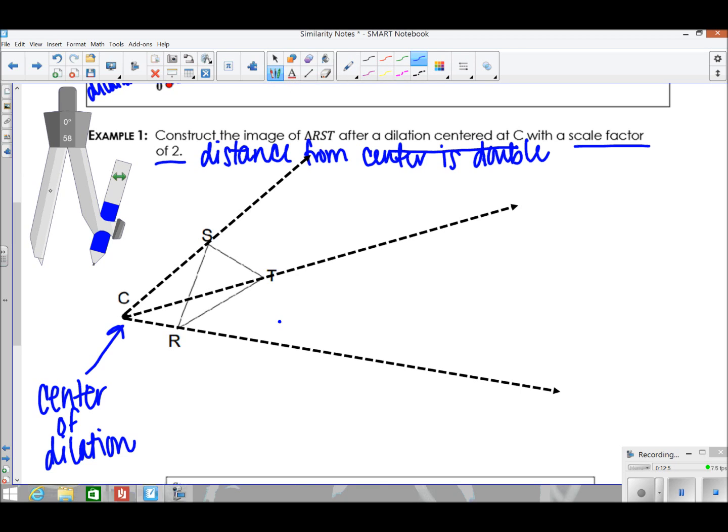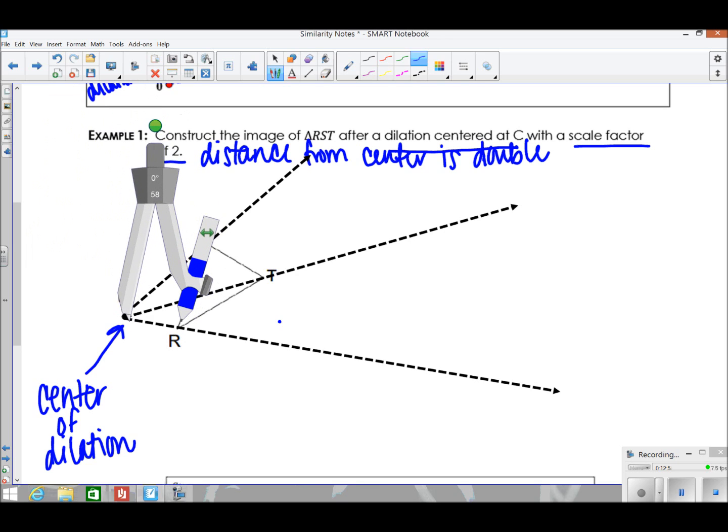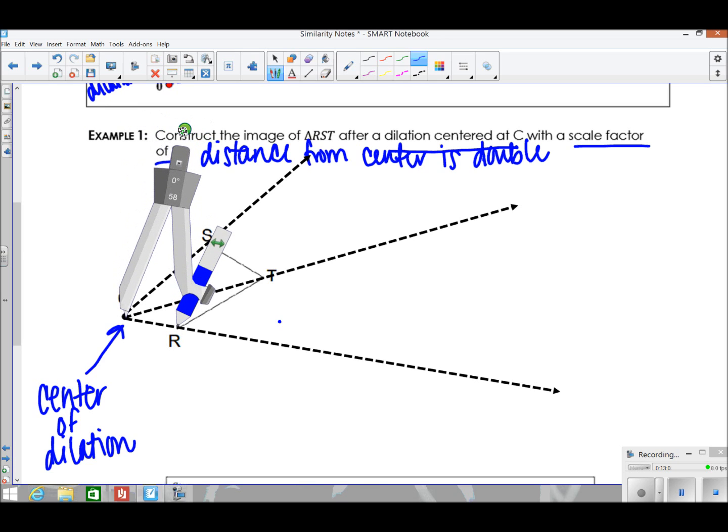and we're going to measure. Let's say we want to copy R prime first. We want to find R prime. What we're going to do is copy this distance, so we're almost like copying a segment here. I'm going to take the compass and adjust it so that the point is on the center of dilation, because remember, everything is about that center of dilation. It's all getting measured from that. And I'm adjusting my compass so that this opening is on point R. I'm going to mark it just to represent that I did measure it.